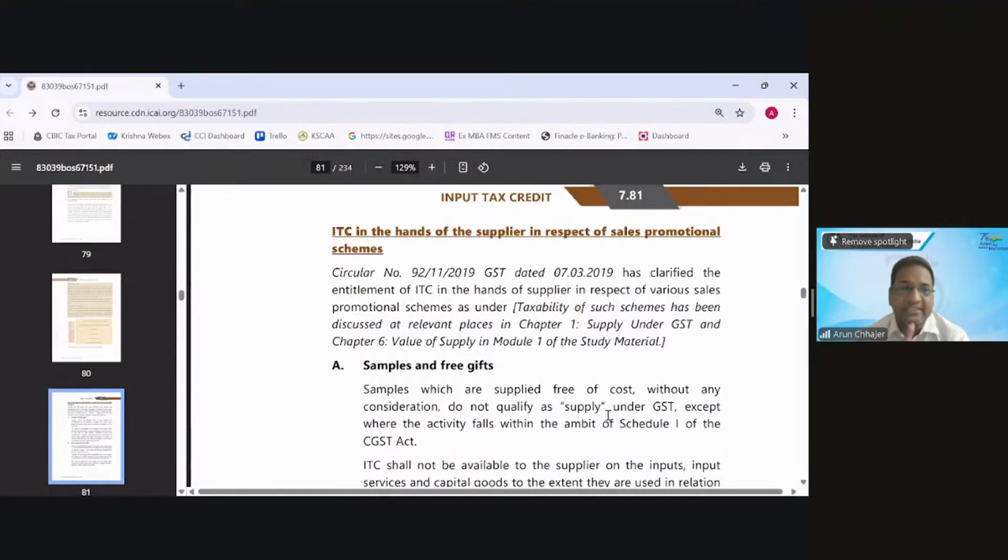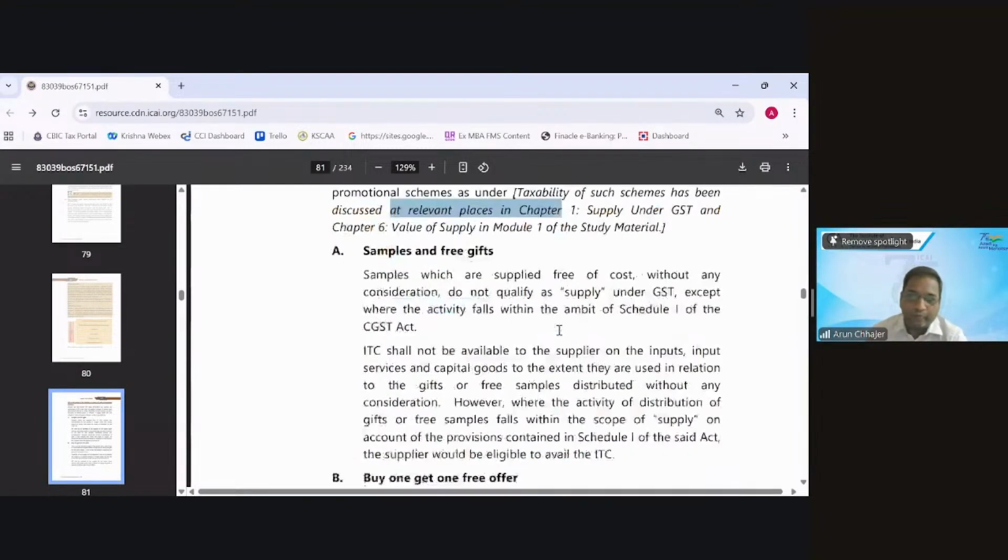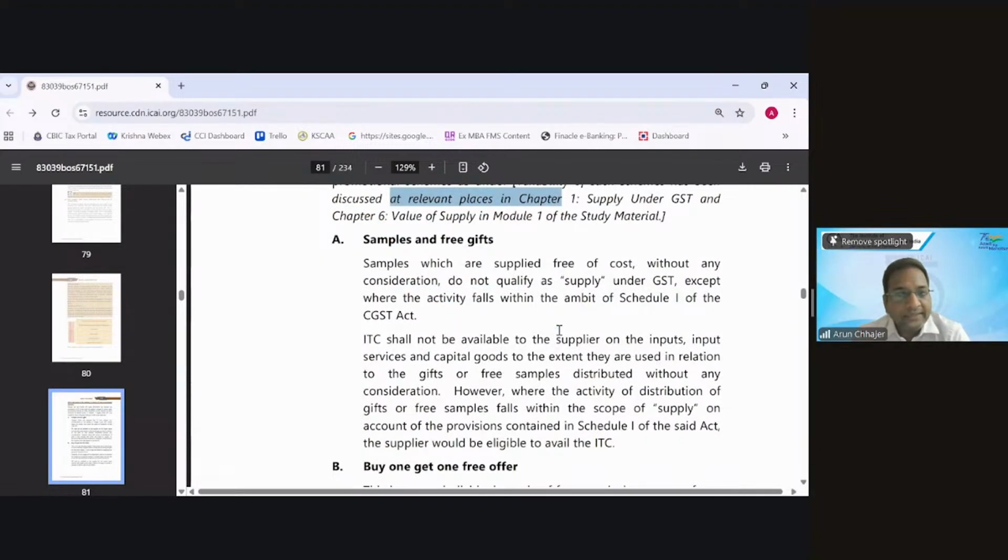Now, very nice, Circular 92. ITC in the hand of the seller in respect of sales promotion schemes. Circular 92 has clarified the entitlement of ITC in the hand of the supplier in respect of various sales promotion schemes. Taxability of the schemes has been discussed in the relevant places in Chapter 1. Samples and free gifts: samples which are supplied free of cost without any consideration do not qualify as supply under GST, except Schedule 1.